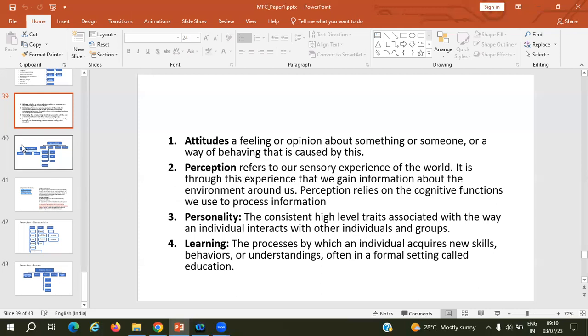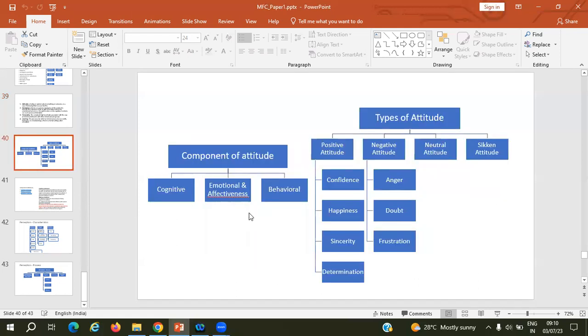Attitude we discussed a little bit, but we'll rediscuss. This diagram I have shown you in the earlier class, components of attitudes. What are the different components of attitudes? Cognitive component, emotional component, behavioral component. What do you mean by cognitive? Cognitive means in Odia, bhavana, soch in Hindi.